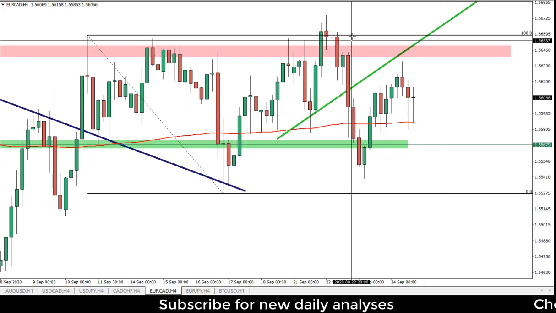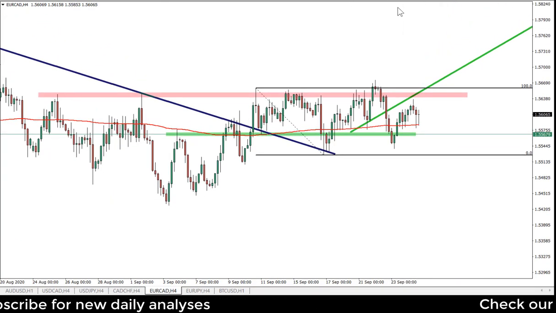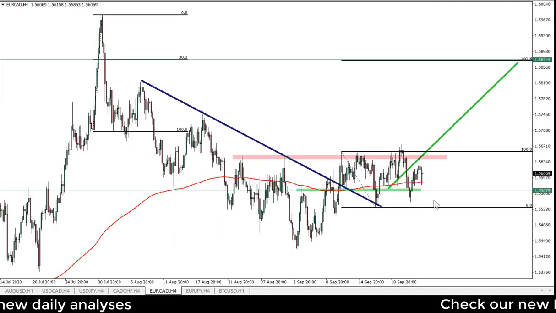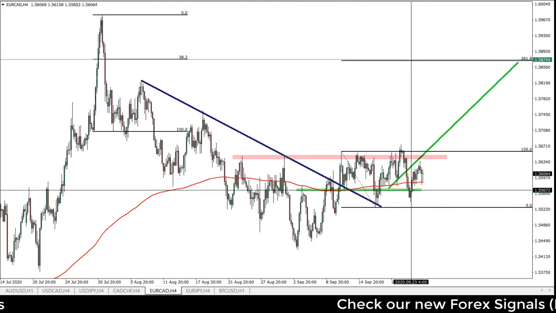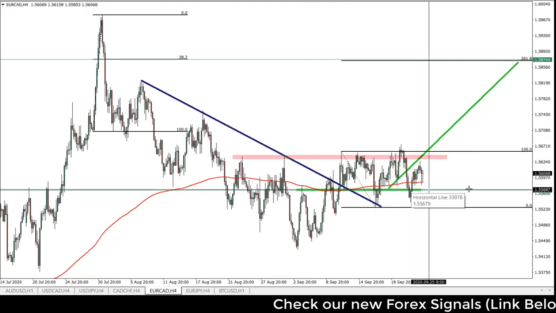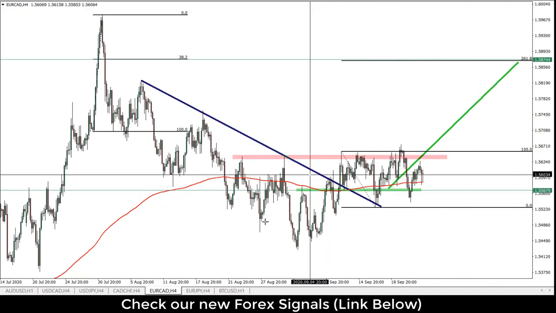Euro Canadian dollar looking good. We are rejecting here the moving average, and I still do believe we will be going to the upside, so the analysis is valid. This support is holding as we discussed already. Yeah, as long as the support green area is holding, this is an uptrend.